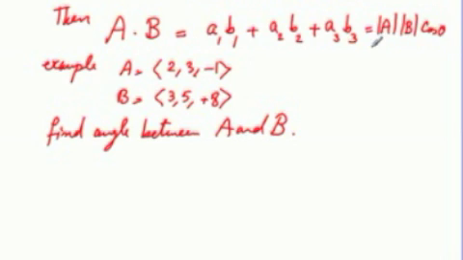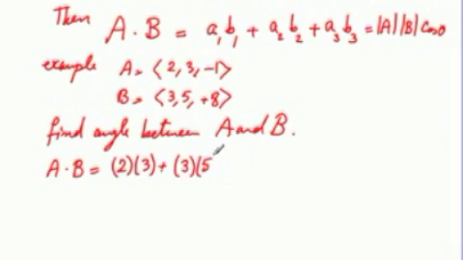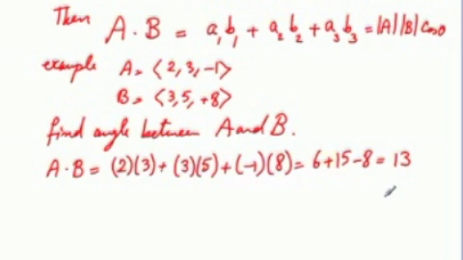So how do we proceed? First of all, we go ahead find A dot B. So 2 times 3 plus 3 times 5 plus minus 1 times 8. And you said you get what? 6 and 15, and minus 8, you got 13. So, but remember, A dot B was also length of A times length of B times cosine of theta.